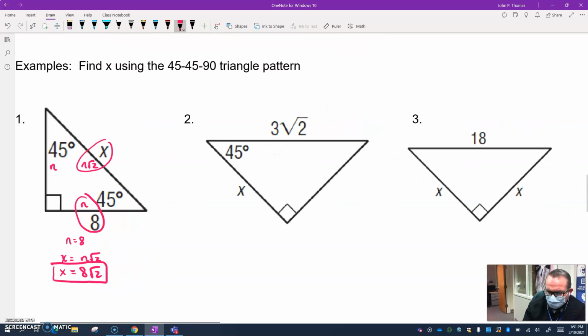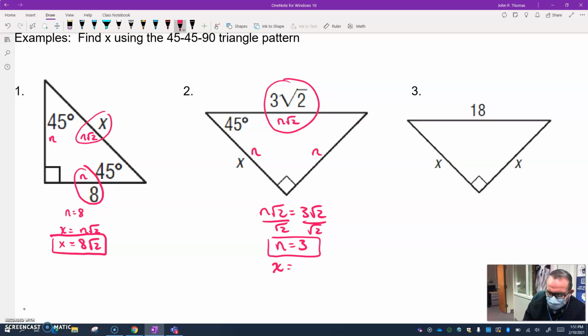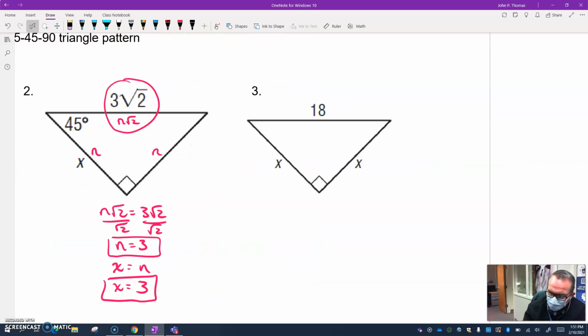If I jump to the second, I'm going to go the same route. So n and n root 2. I look at the side that I know the piece of information on. So n root 2 equals 3 root 2. I'm going to solve for n, so divide both sides by root 2, and n equals 3. We know that the x value we're curious about is the same as n, so that means x equals 3.